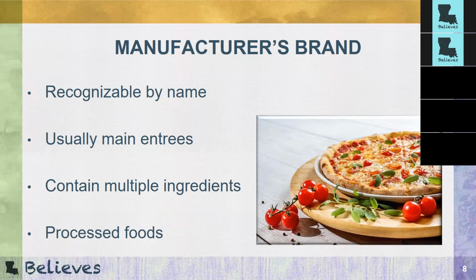These products are subject to tremendous variation in quality among brands. As food becomes more complex and processed, more effort has to be devoted to quality control. Some examples of items where a manufacturer's brand would be used are pizza, chicken nuggets, whole grain burritos, whole grain French toast.